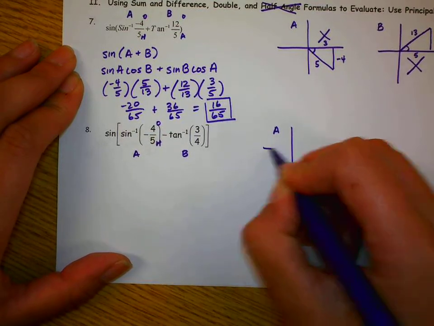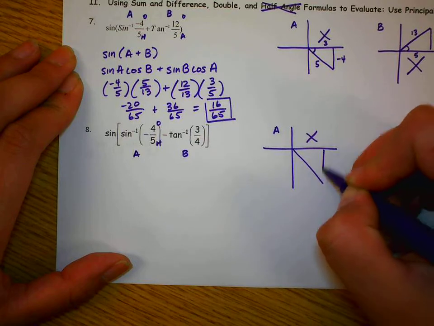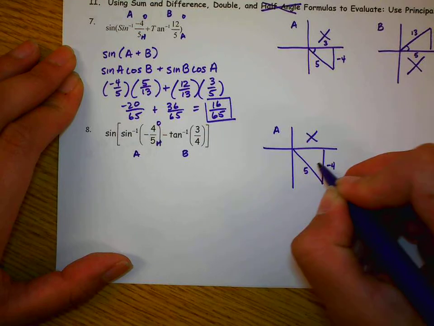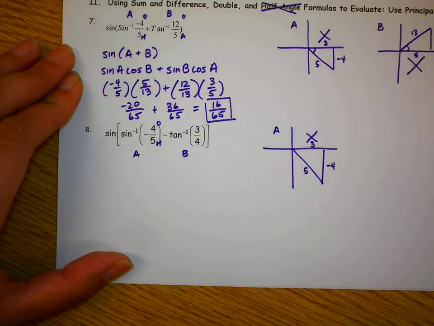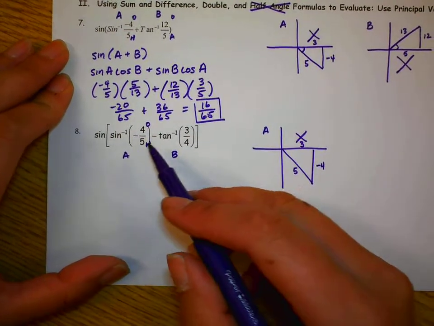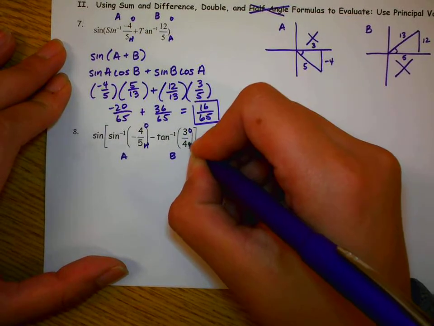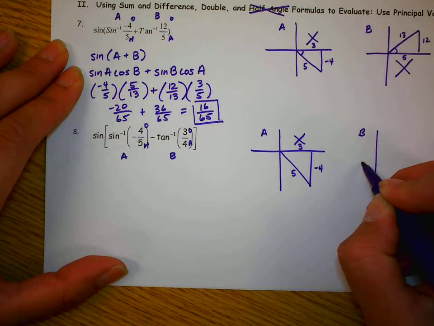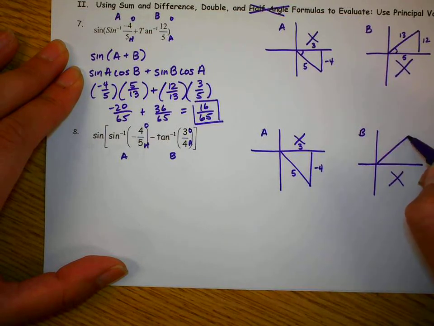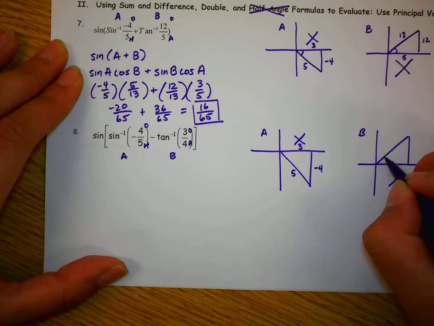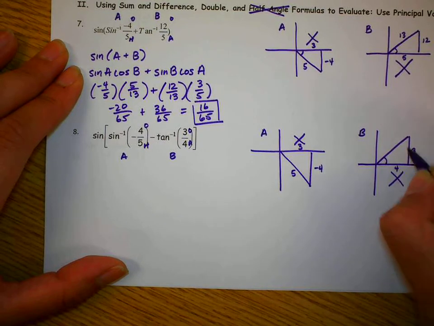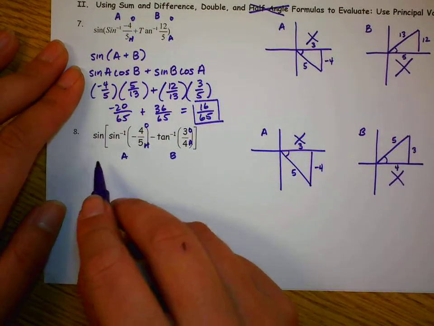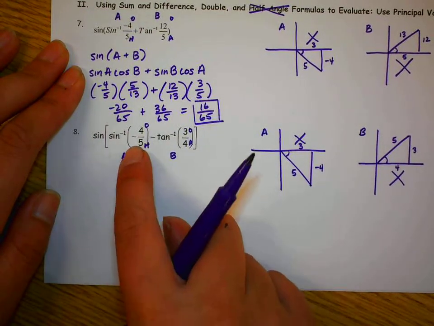Since it's negative again, it's going to be in quadrant 4. My opposite side is going to be negative 4, my hypotenuse is 5. That makes the adjacent side 3. Angle B, tangent, opposite over adjacent. So let me draw that out. It's positive, so it's got to be in quadrant 1. Opposite side is 3. Adjacent side is 4. Hypotenuse is 5. Okay, so we use these two pieces of information to draw triangles.